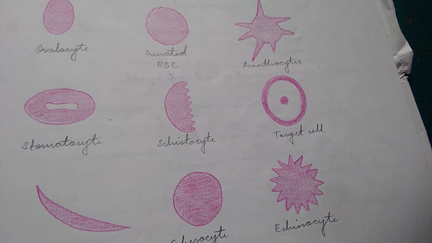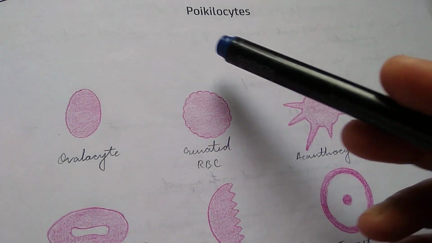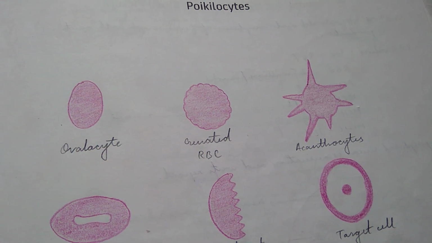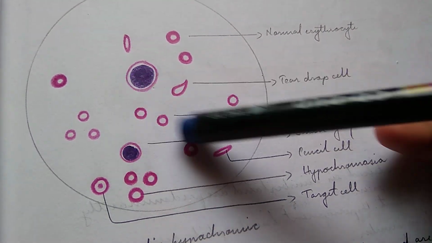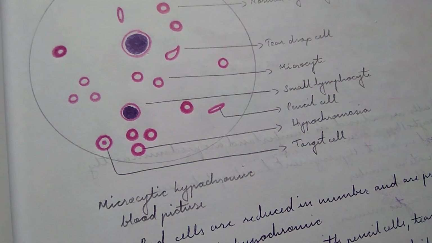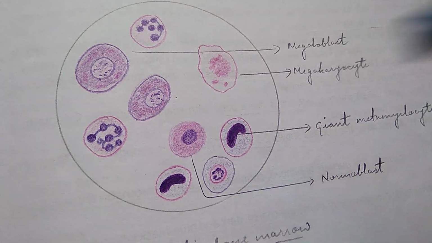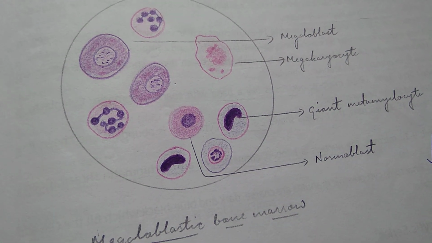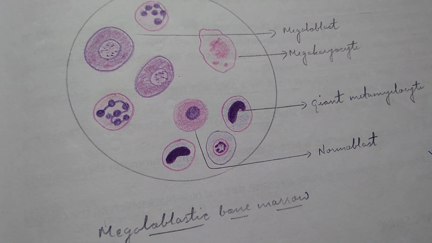What are these, guys? Ovalocyte, acanthocytes, target cell. Yes, the name is poikilocytes. This is, look at this, RBC is small, pale in the center, more than 1/3, so it is microcytic hypochromic blood picture. Look at this, where are the RBCs? This is bone marrow, there is no RBC here. Okay, this makes sense. This is megaloblastic bone marrow.